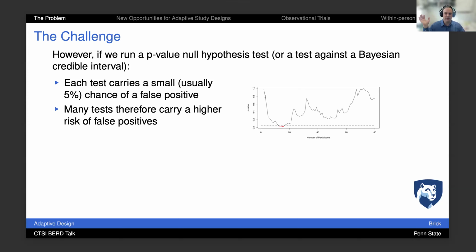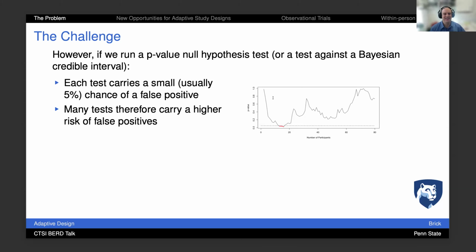So this is a null effect. This is a t-test run on just a sample pulled from a distribution with a mean of 0. And we're just looking at the p-value that we get if we pull one person, two people, three people, four people, et cetera. And you can see somewhere around 12 to 15 people, we have a statistically significant p-value. Hooray, we can stop, right?